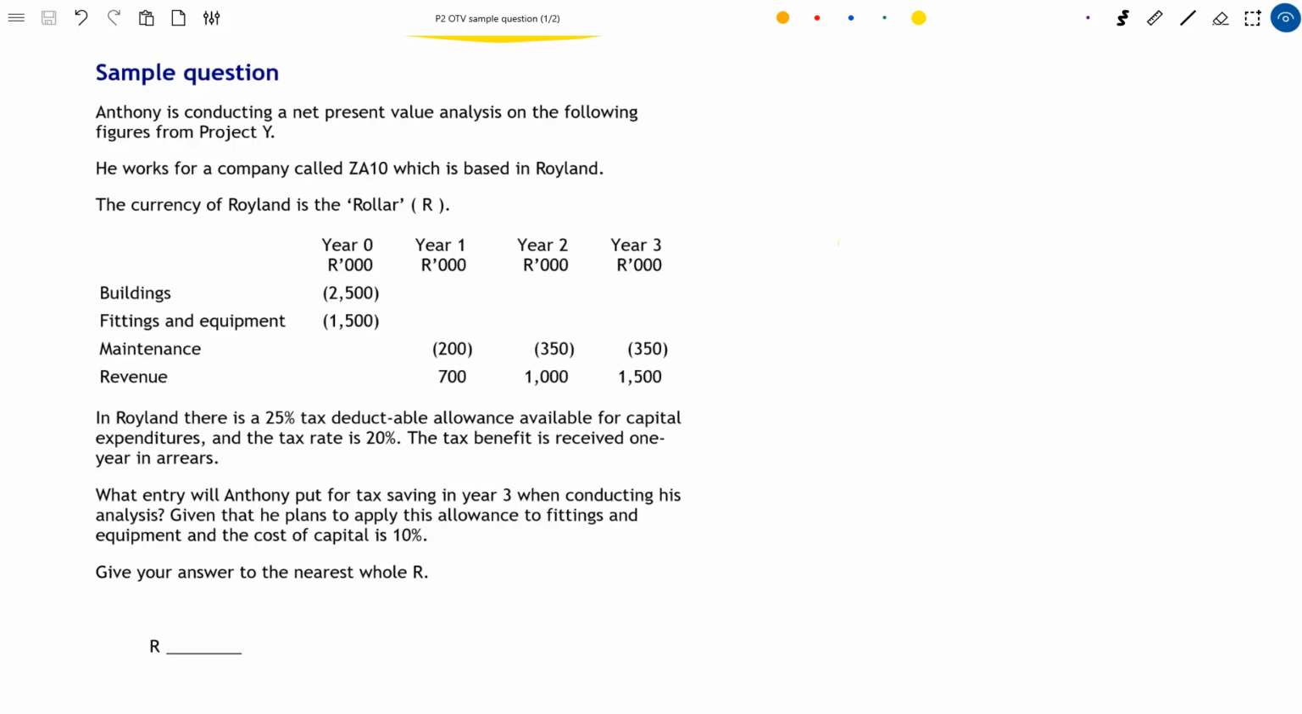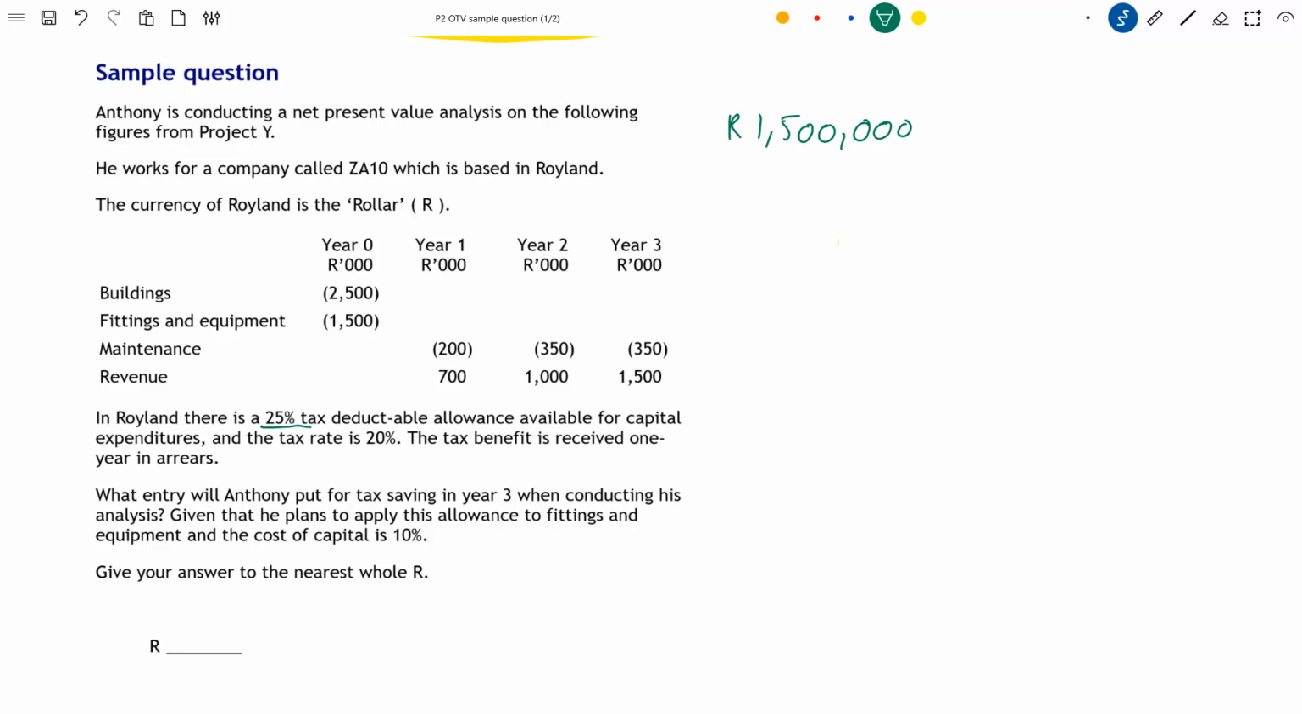Well, the allowance on capital is calculated by multiplying the value of an asset by the allowance rate. Now, if you just interpret it as capital expenditures, you might be adding together the fittings and equipment and the buildings. But of course, it's only going to be used for the fittings and the equipment. So that's the figure that we need to use here, $1,500,000. So let's write this figure down here. And the allowance rate is at 25%.